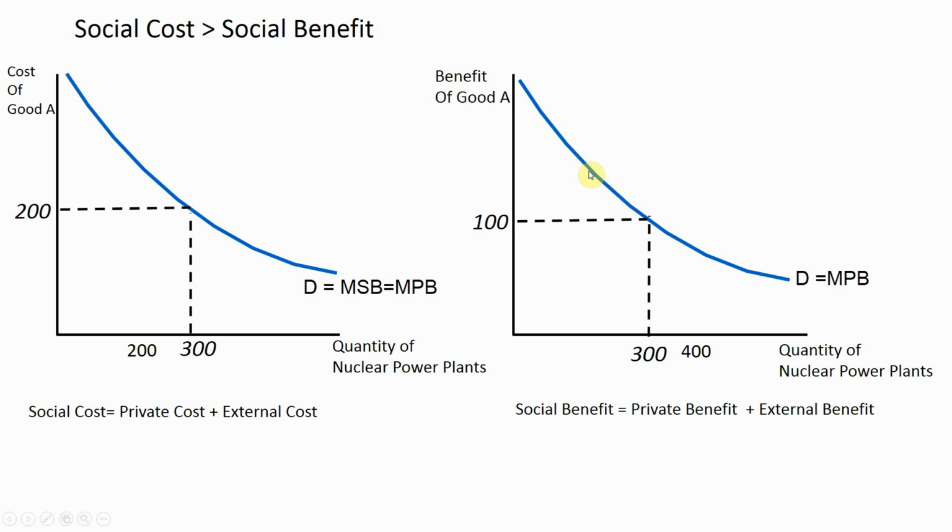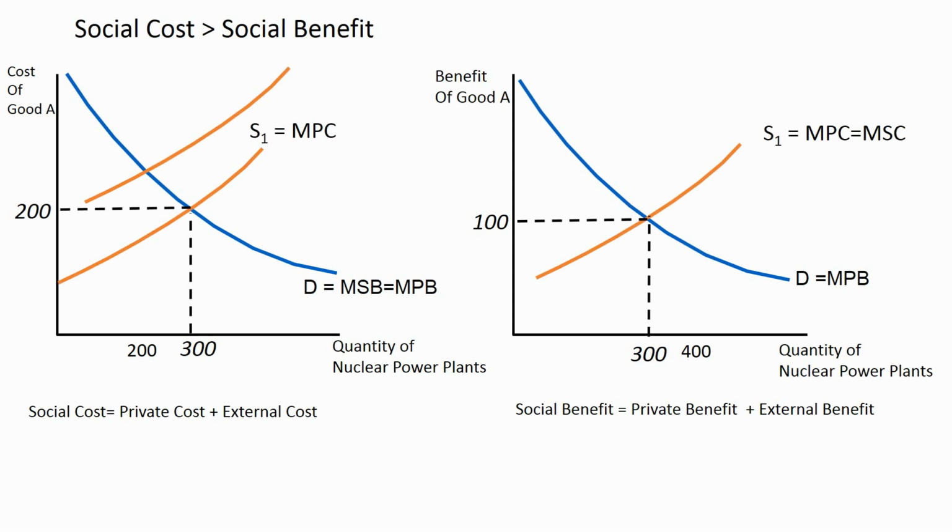Notice that we are talking about the cost benefit analysis of 300 nuclear power plants being built. What is the cost? What is the comparison of cost? And what is the 300 nuclear power plants in terms of benefit? So we're comparing cost. When we add the supply curve, we see that the social costs are higher than the private costs, and we need to know how much. And the private benefit and the social benefit are different. The social benefit is higher than the private benefit.